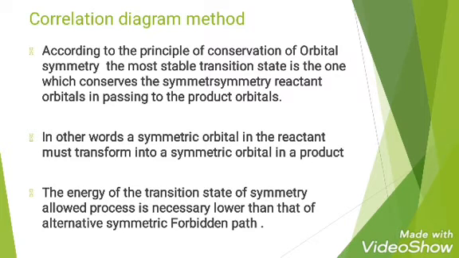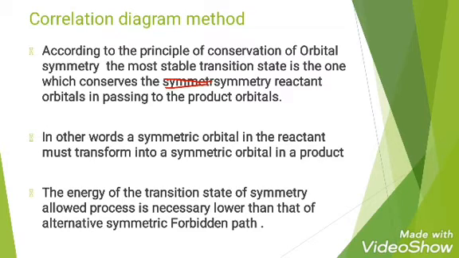The correlation diagram method. The correlation diagram method is constructed based on the below points. The first major point is, according to the principle of conservation of orbital symmetry, the most stable transition state is the one which conserves the symmetry of the reactant orbitals in passing to the product orbitals.